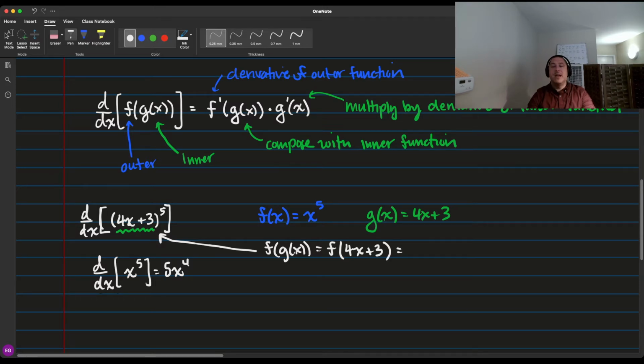Now what does f do to its inputs? It takes the input and raises it to the fifth power. So do you see how the f that I identified and the g that I identified, when I actually compose them together, like what I just did, you get the thing that you're taking the derivative of. So I've successfully identified my inner and my outer function.